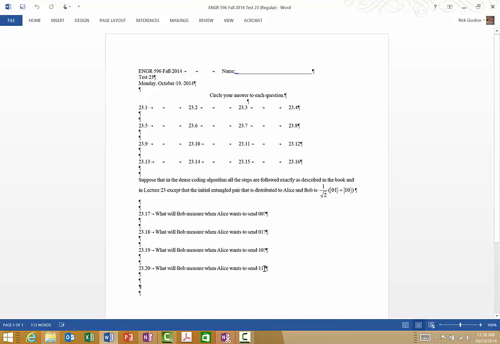And so the observation that I wanted to make here is just a very simple observation that if Bob put an X gate, you know, the inverter gate, on his second qubit before measuring it, then he would measure exactly what Alice wanted him to measure. So that was just a brief observation of how this could be straightened out. The next observation is a little bit more involved, but I think you'll find it interesting.